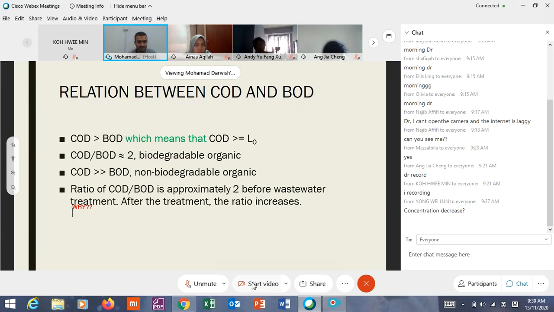So the BOD will become less. If the BOD initially was 100, it will become like 20, 10. On the other hand, COD will become less, but not too much less. If it is 200, it will decrease only maybe to 100, because there is a portion of non-biodegradable organic still not treated. So this is after the biological treatment, just to make it more precise. So after biological treatment, the ratio will increase. That's one.